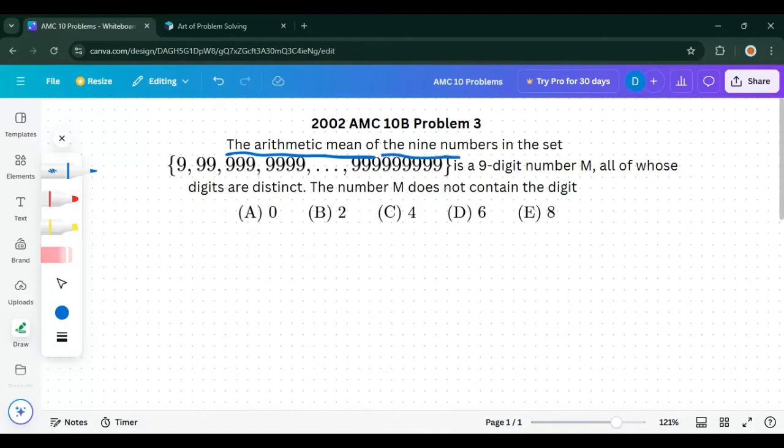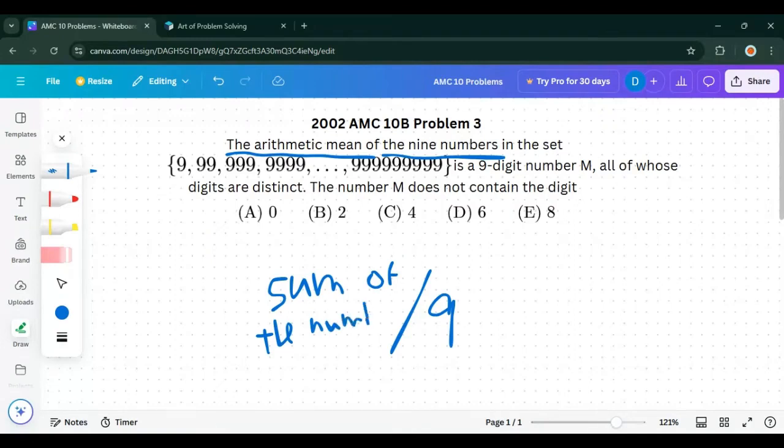Okay, of the 9 numbers. So we know there are 9 numbers in the set, and we have to divide by 9 to find the mean. So the sum of the numbers divided by 9, which is the number of numbers, gives the mean. So in the set 9, 99, 999, on and on, we find the arithmetic mean of this set, and we get a 9-digit number m, all of whose digits are distinct. The number m does not contain the digit what?